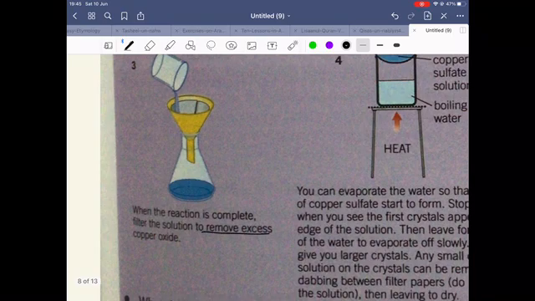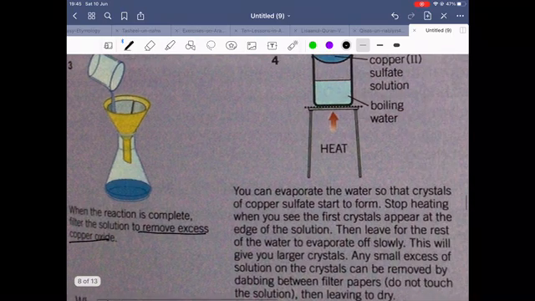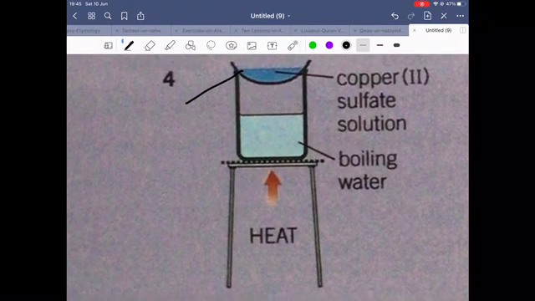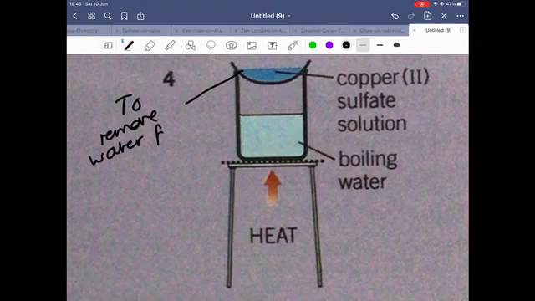And this is how it looks. After we do that, to remove the water in the copper sulfate solution, we gently heat it using a Bunsen burner or a water bath, and this will make the water evaporate and it will leave the crystals to slowly form after it's left to cool.